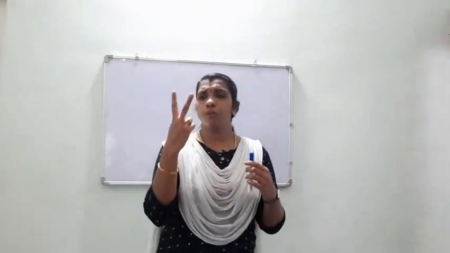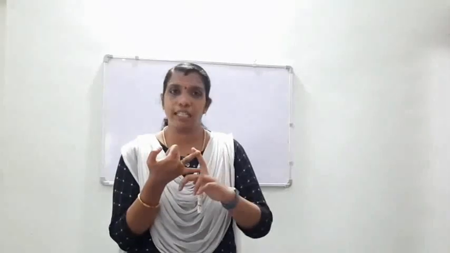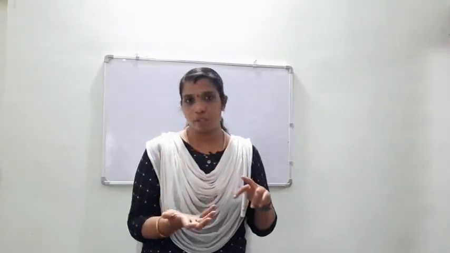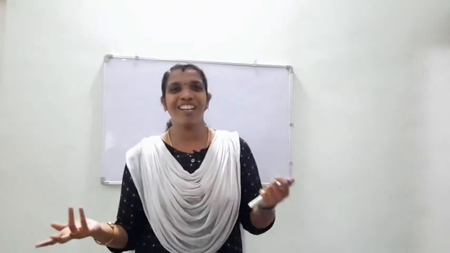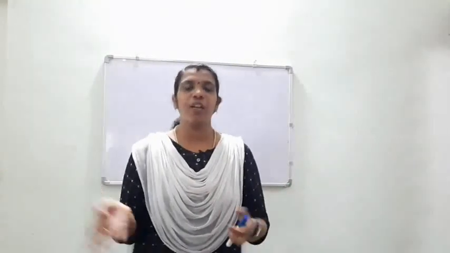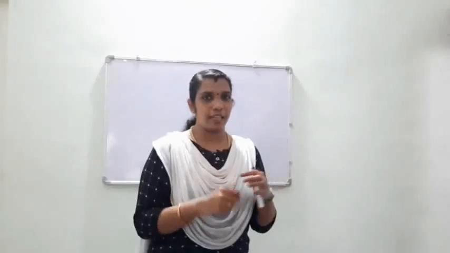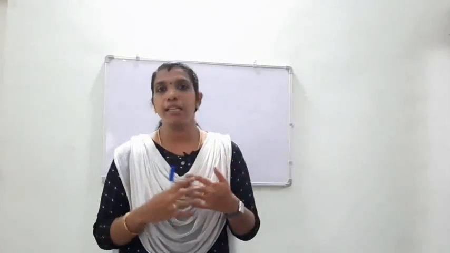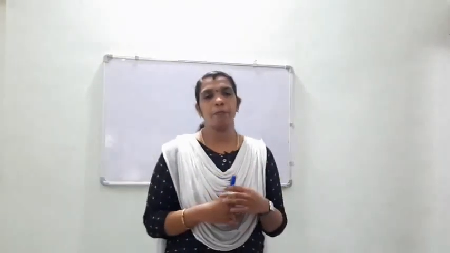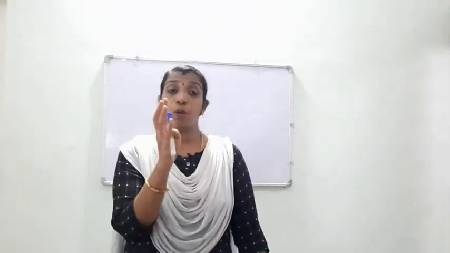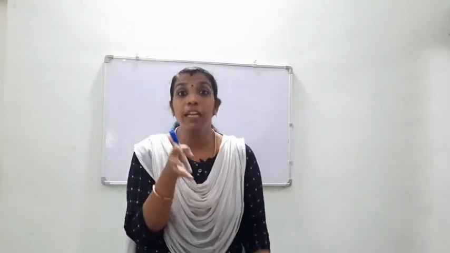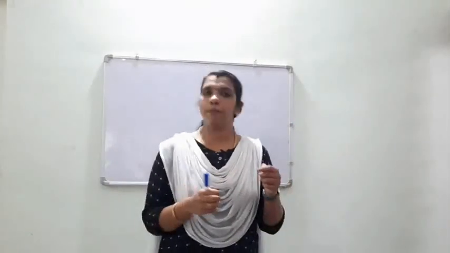There are two areas we all know for language, that is Broca's area and Wernicke's area. Broca's area is the motor speech area and Wernicke's area is the sensory speech area. The motor area is in the frontal lobe, and the sensory speech area is in the temporal lobe. By the position of Broca's and Wernicke's areas, we divide the dominance of the brain.